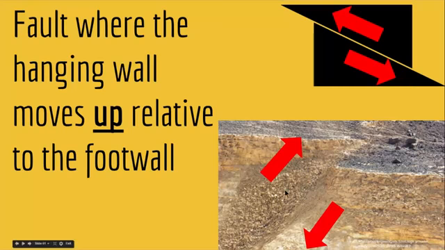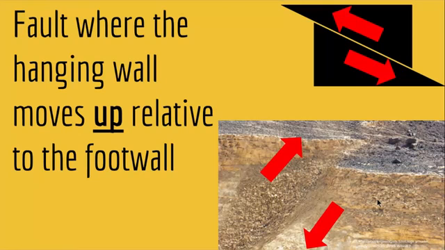So as you can see right here, this is our hanging wall, because if you stand right here, this will be over your head and this will be under your feet. So since this part went up, you see this strata, it went up relative to this strata since it was broken. This part went up while this part went down. Since the hanging wall went up, then this is a reverse fault.